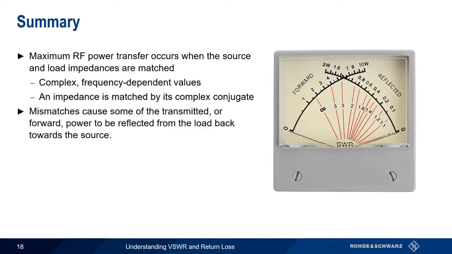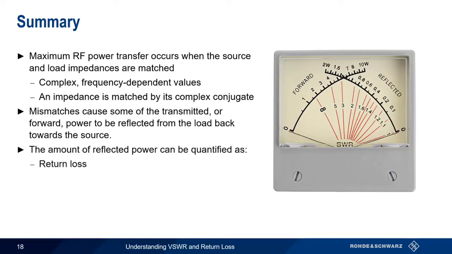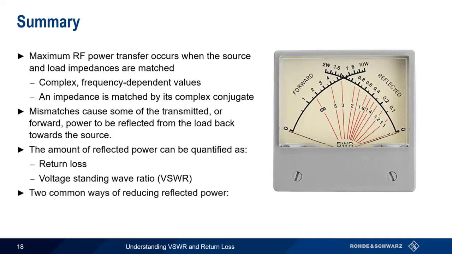The greater the degree of mismatch, the greater the level of reflections. We can quantify the amount of reflected power as return loss, or as the voltage standing wave ratio, or VSWR. The conversion between these two quantities is very straightforward. Mismatched loads and reflections are not uncommon, and the two main ways of reducing reflected power are the use of matching networks and foldback.